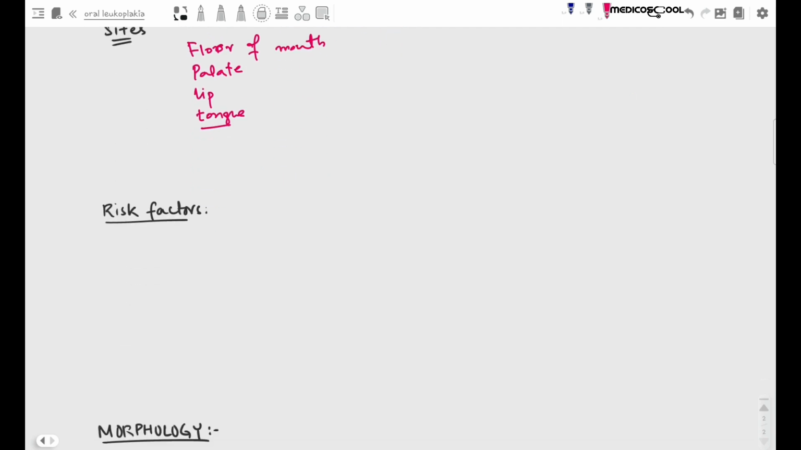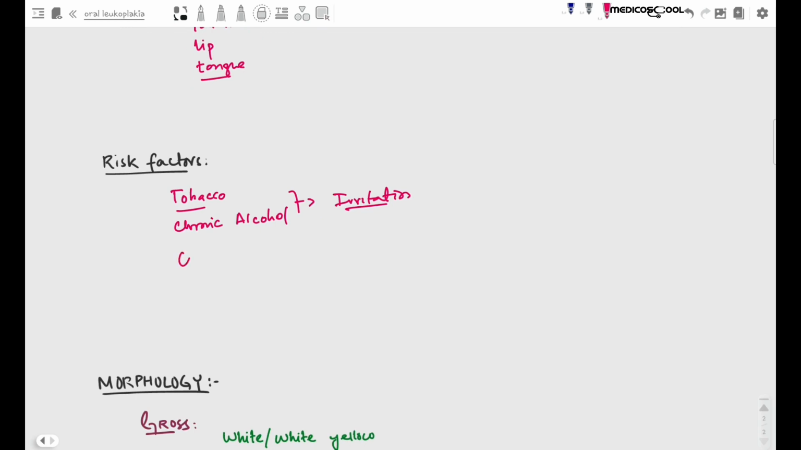Now, what are the main risk factors? The main risk factors for leukoplakia are tobacco, both in the chewing form and the smoking form. The other risk factor is the chronic use of alcohol. These both cause irritation of the oral mucosa, and this can in turn develop into leukoplakia. The third risk factor is chronic trauma, and this chronic trauma mainly occurs due to an abnormal or defective denture, or it may be due to chronic use of hot and spicy foods, etc.